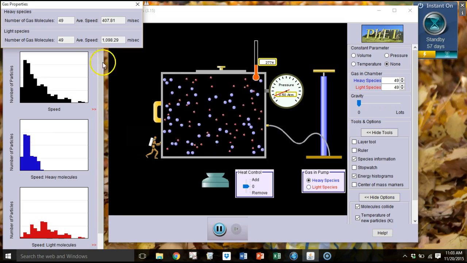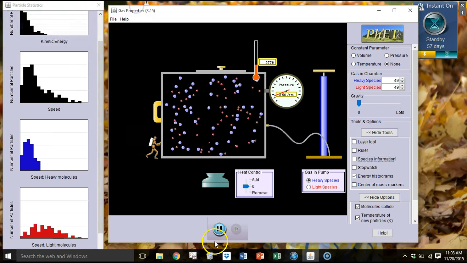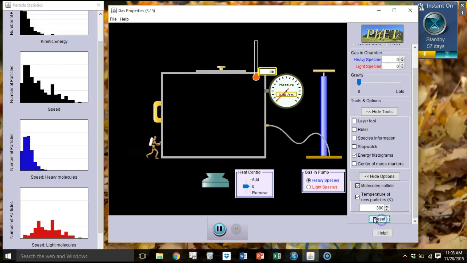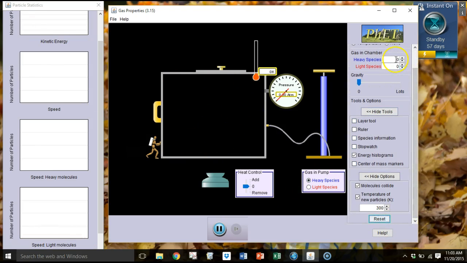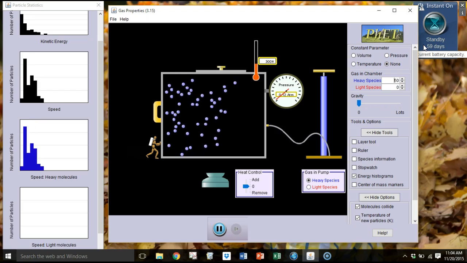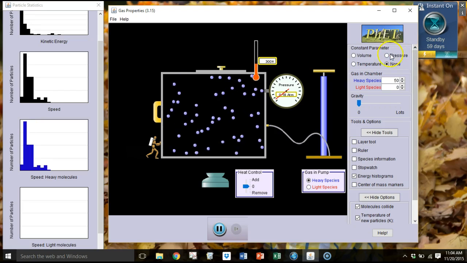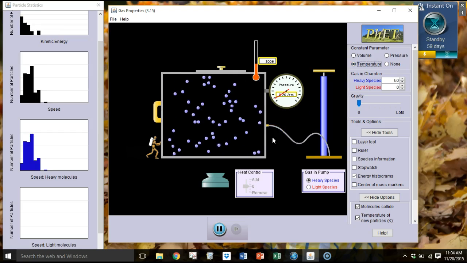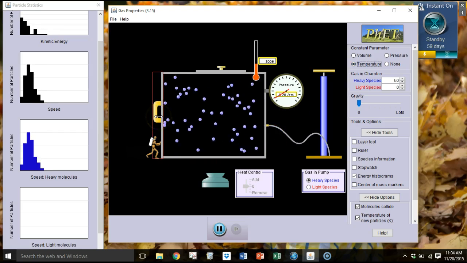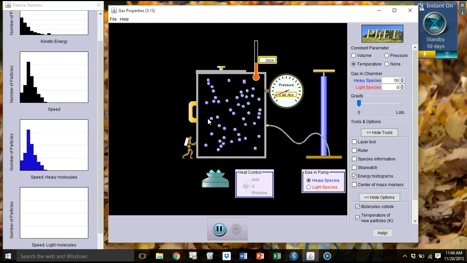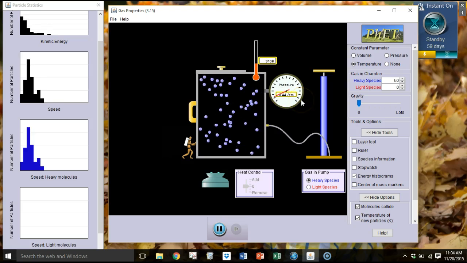Alright, okay, so now we're going to move on to looking at the individual gas laws. And we're going to reset everything. And I'm going to put 50 particles in. And we're going to hold temperature constant. And we'll see what happens. So we're going to squish in the volume, shrink the volume, compress, if you will. Notice what happens to the pressure.